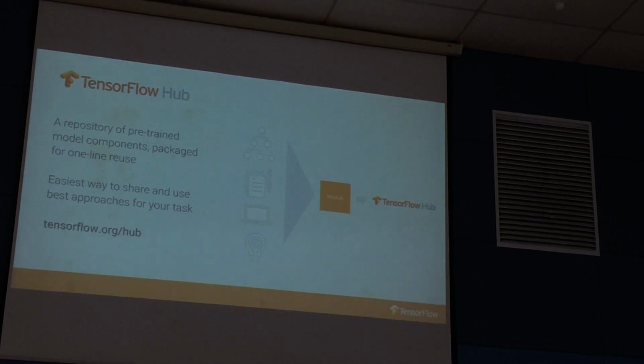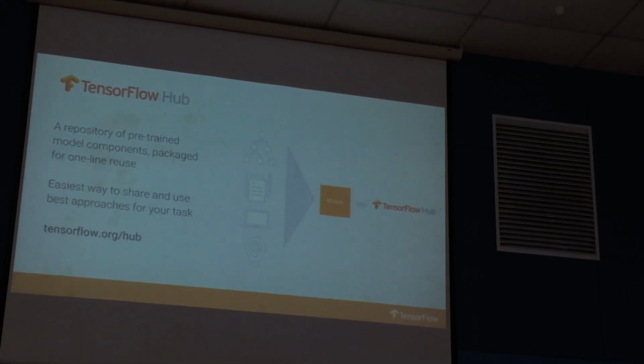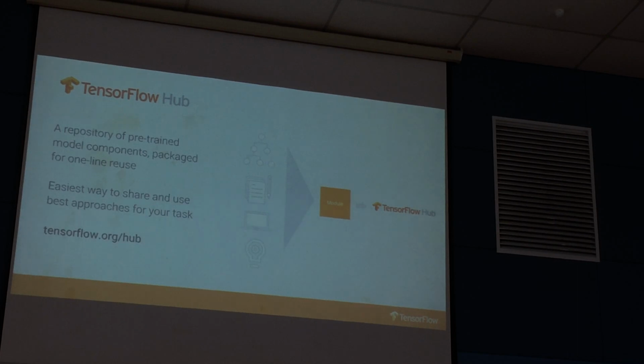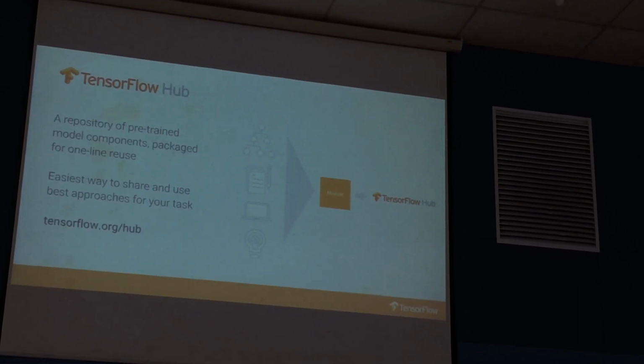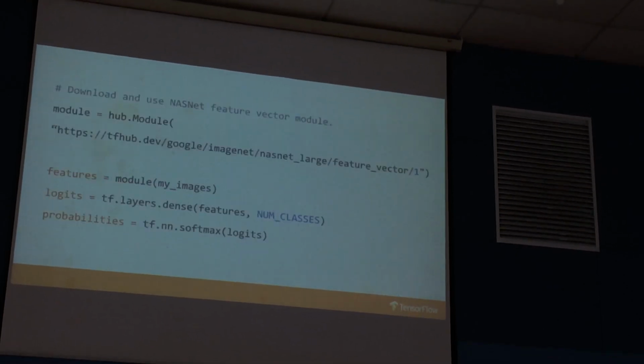So you have lots of different models there for image classification and for natural language processing. All of those models are already state-of-the-art. You can just download them as one-line code in TensorFlow, and then you can use those models directly.